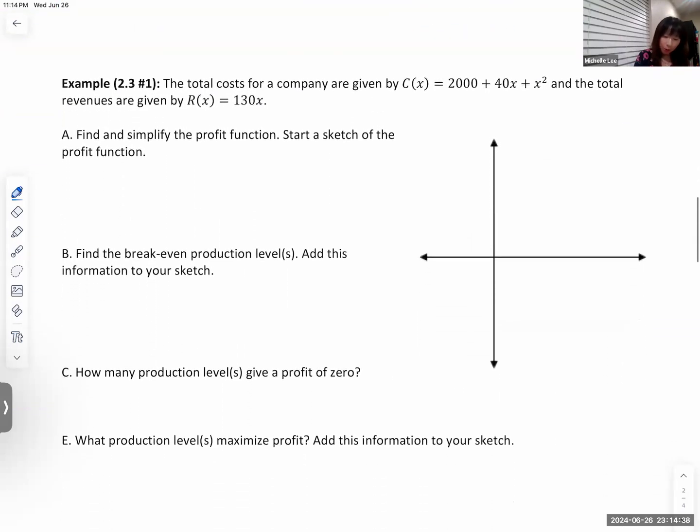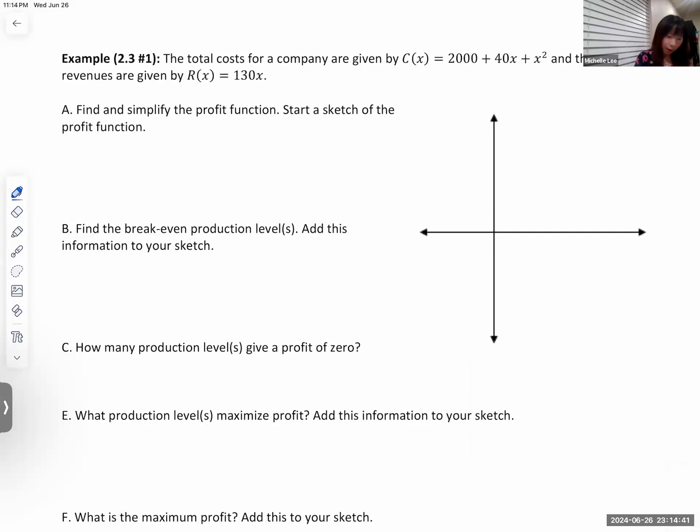Total cost of a company is given by C of x equals 2000 plus 40x plus x squared, and the total revenue is given by R of x equal to 130x, right? Okay, find and simplify the profit function. So how do you find the profit function? We denote P equal to the revenue function minus the cost function, right? So we denote P of x as the profit function.